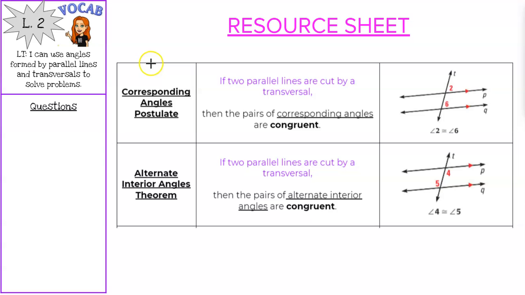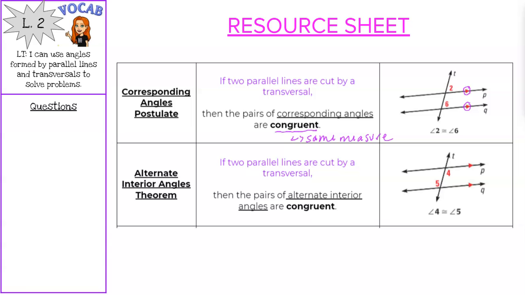We have the corresponding angles postulate. So if two parallel lines are cut by a transversal, that means we know the lines are parallel. Then a consequence of that is that the corresponding angles are congruent, or have the same measure.